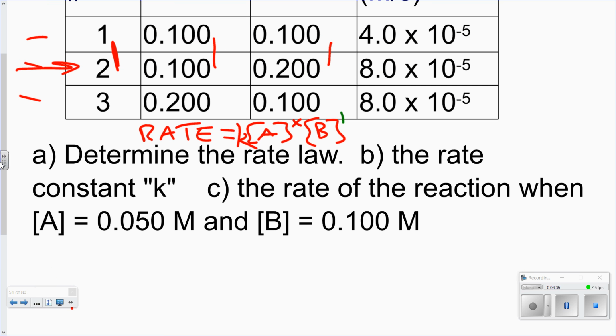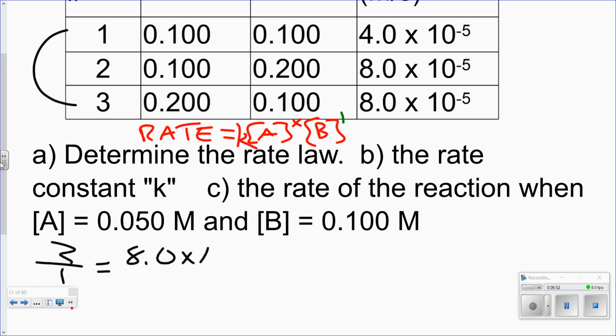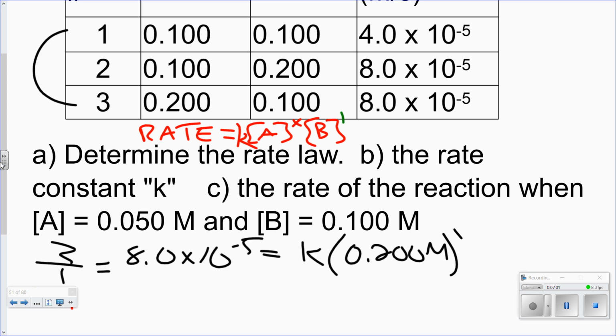So now let's take and compare 3 to 1. So reaction 3 over reaction 1. Experiment 3 over experiment 1. So I have 8.0 times 10 to the negative fifth is equal to K times 0.200 molar raised to the X times 0.100 molar raised to the Y.